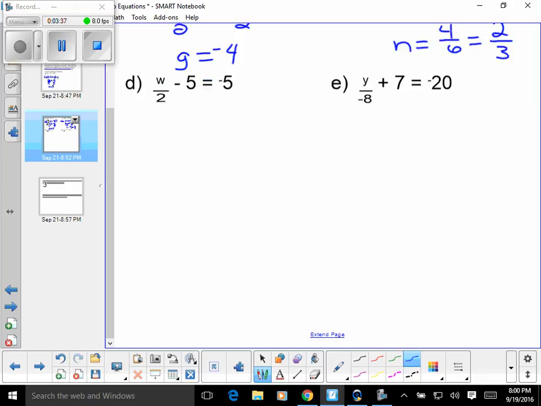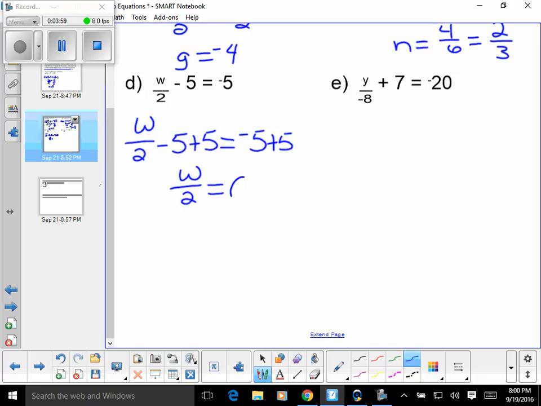Example D. Here we have a combination of division with subtraction. I have to deal with the subtraction first. w divided by 2 minus 5 plus 5 is going to equal negative 5 plus 5. w over 2 is going to equal 0. Going through the rest of the process to undo the division, w is going to equal 0. And if I check my answer, 0 divided by 2 is 0, and 0 minus 5 equals negative 5.